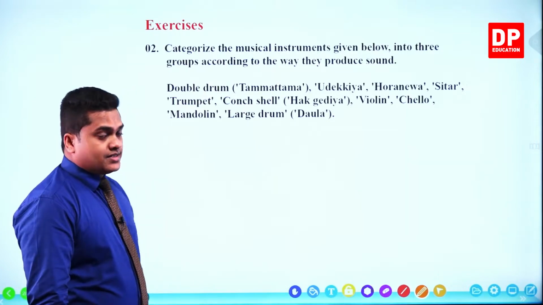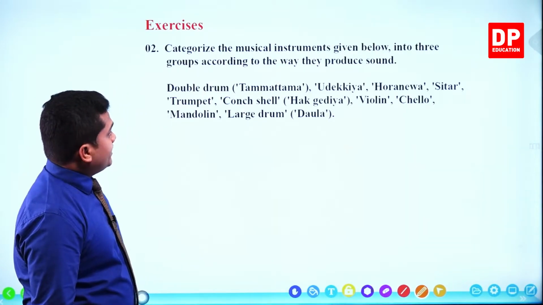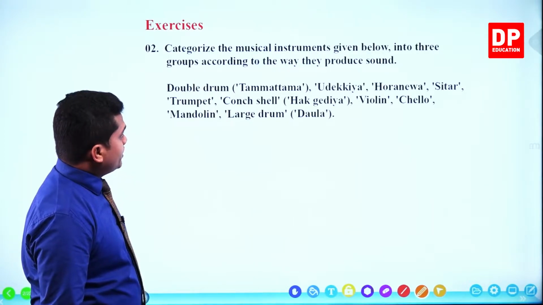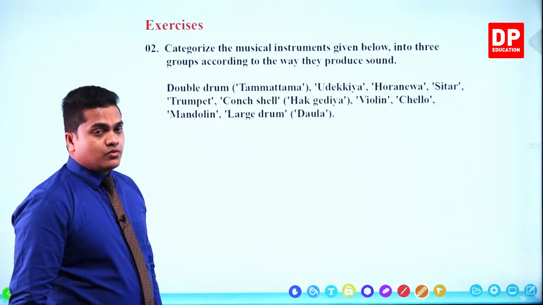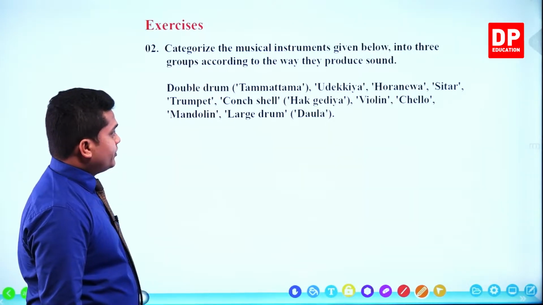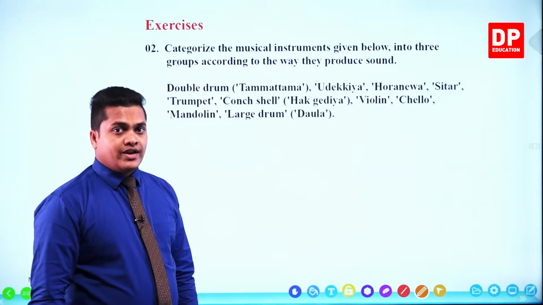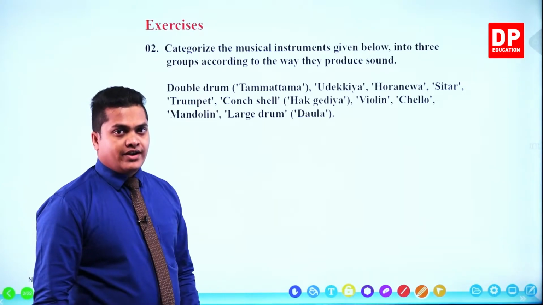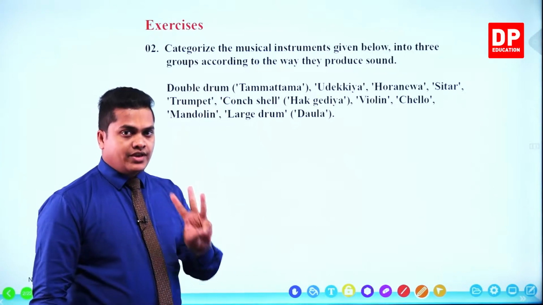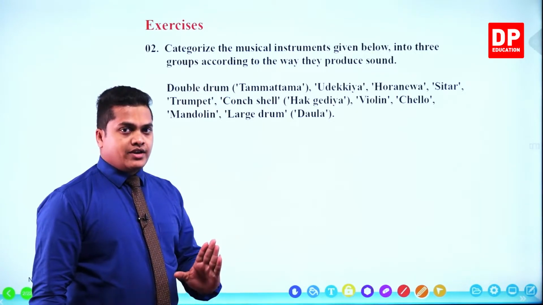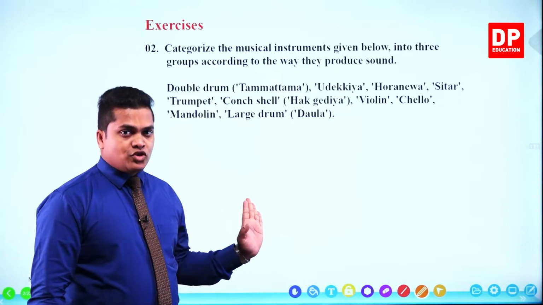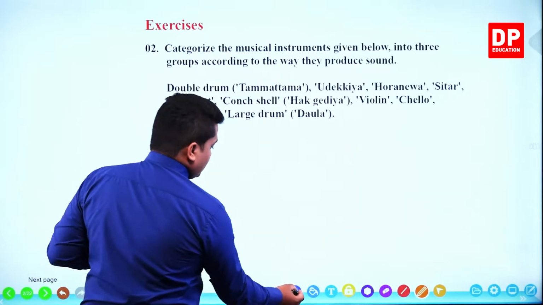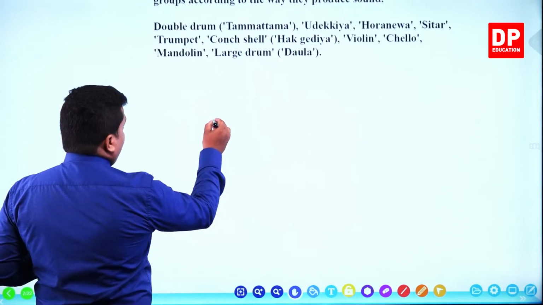The second exercise from your textbook is to categorize the musical instruments given below into 3 groups according to the way they produce sound. There are mainly 3 categories, so we need to categorize these instruments according to those 3 categories. Right, I'll take the slide somewhat up.